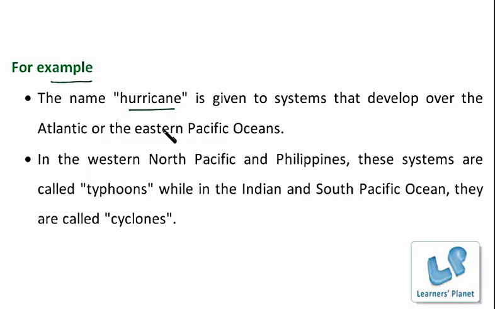The name hurricane is given to the systems that develop over the Atlantic or the Eastern Pacific Oceans. In the Western North Pacific and Philippines, these systems are called typhoons, while in the Indian and South Pacific Oceans, they are called cyclones. So hurricane, cyclone or typhoon, they are all the same. The difference is that they happen in different parts of the world, and that is why they are named accordingly.